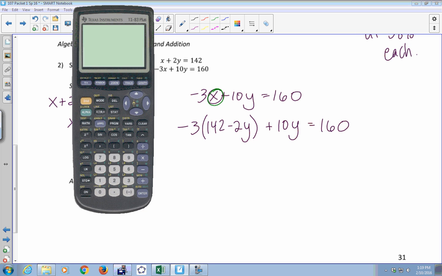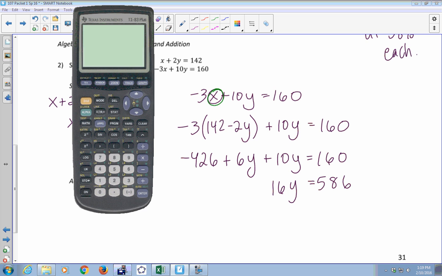I'm going to need a calculator here. 426. Plus 6y plus 10y equals 160. I'm going to add 426 to both sides, so it's going to be 586 equals 16y. Divide by 16. 36.625.